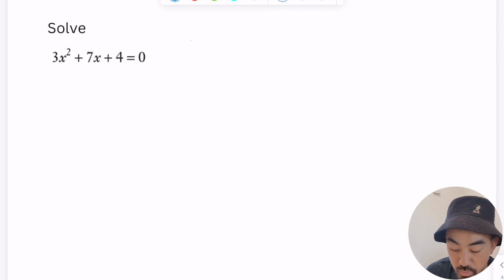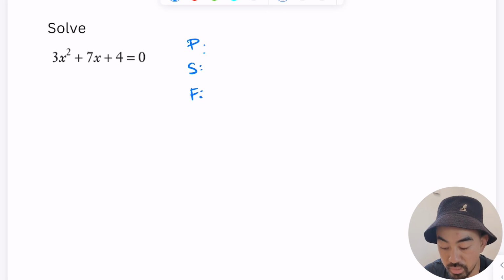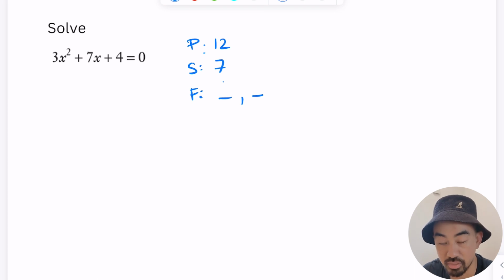So here, we're still going to use PSF because we have a trinomial. But what we need to do is kind of change up the product. The product's not just going to be 4, it's going to be 3 times 4. Okay? So 3 times 4 is 12. The sum still stays the same, so the middle coefficient, which is 7. So I need two numbers that multiply to give 12, that add to give 7.